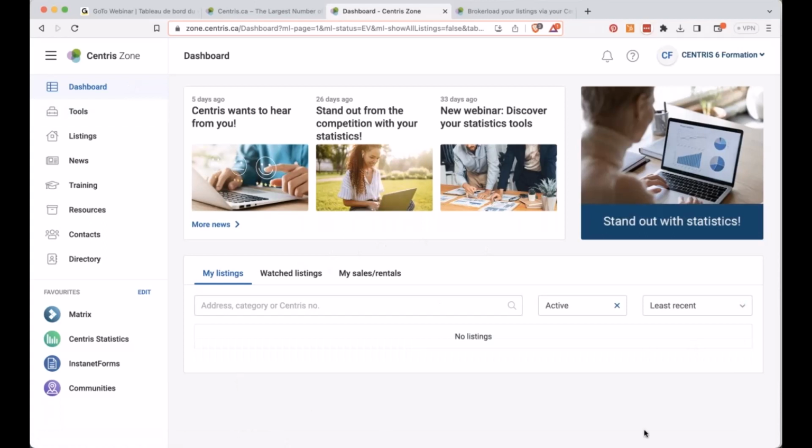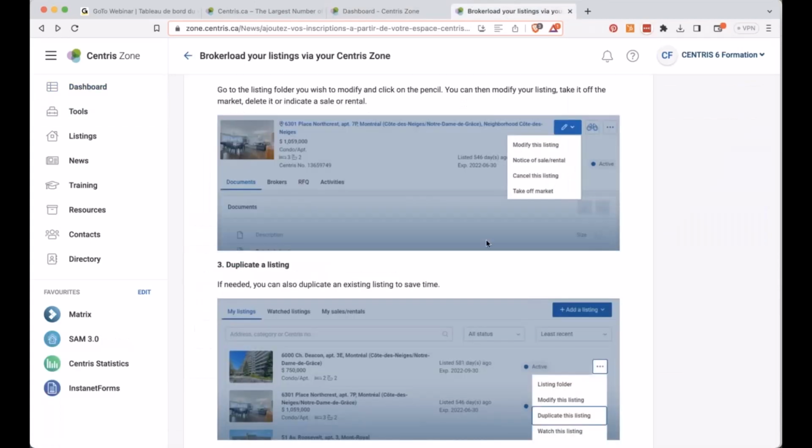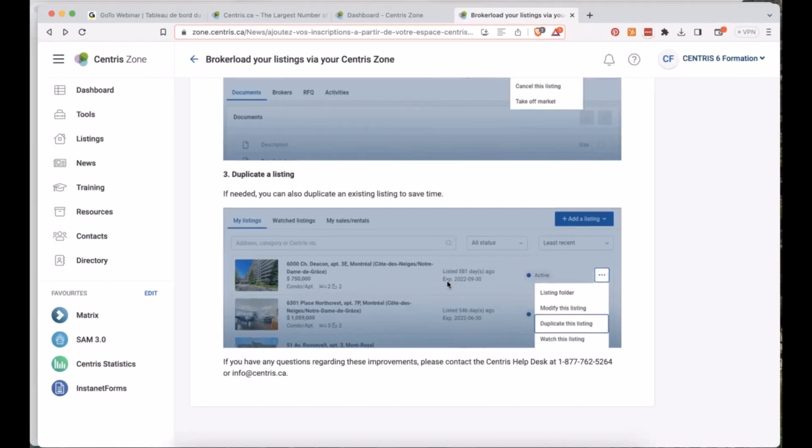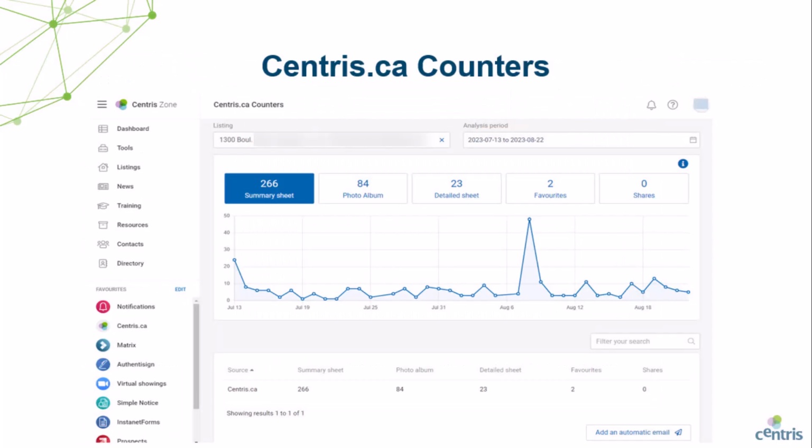So you have your listings here on your dashboard. So it should look something like this. And you have the different addresses. And on the right side, you have the three dots, and you can click on the listing, and you'll be able to see the counters. And what the counters will look like are like this right here.